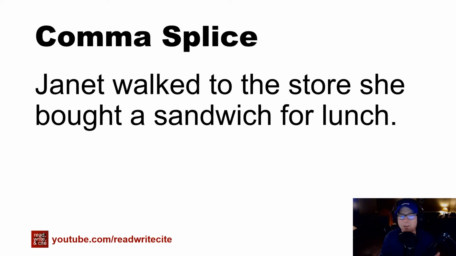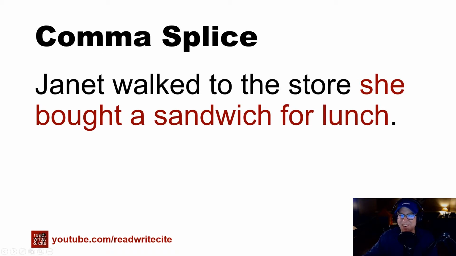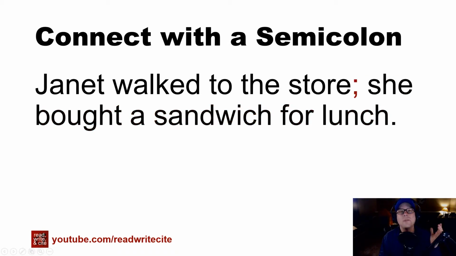So here we have a sample sentence. Janet walked to the store. She bought a sandwich for lunch. So we have two independent clauses, and currently this is a run-on sentence, right? I've got independent clause here and independent clause here. And if I had a comma in the middle, it would be just a comma splice, right? I messed up in my thing and I didn't show the comma. I'm sorry, I made a mistake there. There's three different ways we can fix it.